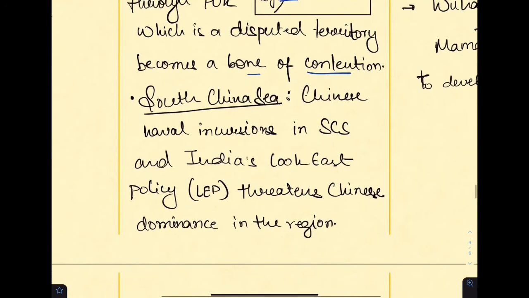The last one is the South China Sea. Now you have seen the Chinese incursions in the South China Sea. They are in news regularly. Then India's Look East policy, which has threatened the Chinese dominance in the region. So South China Sea is filled with minerals and natural resources, and that is why China is looking towards this area to get a better control. Plus, there are trade routes in this South China Sea.